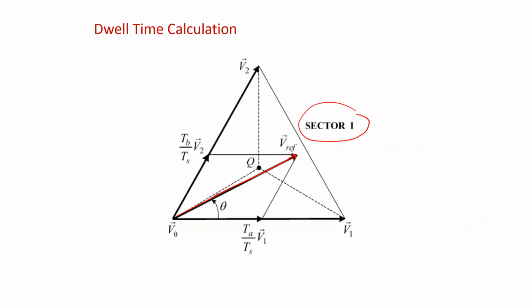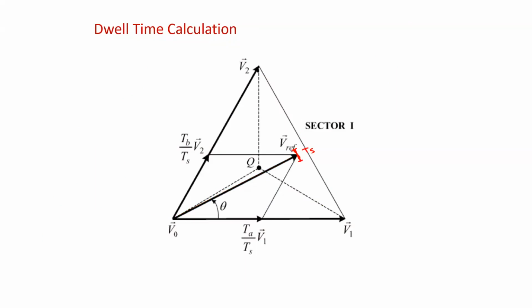Let us assume that this is falling in sector 1. This is your reference vector, V reference. This is your Ts period, and we assume that this variation is very small. This variation is neglected. Okay.